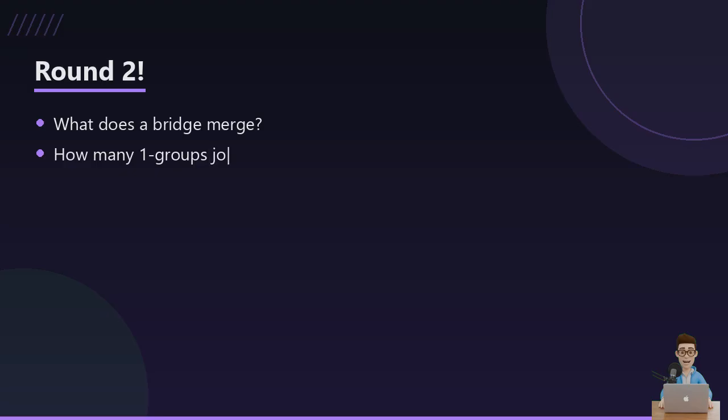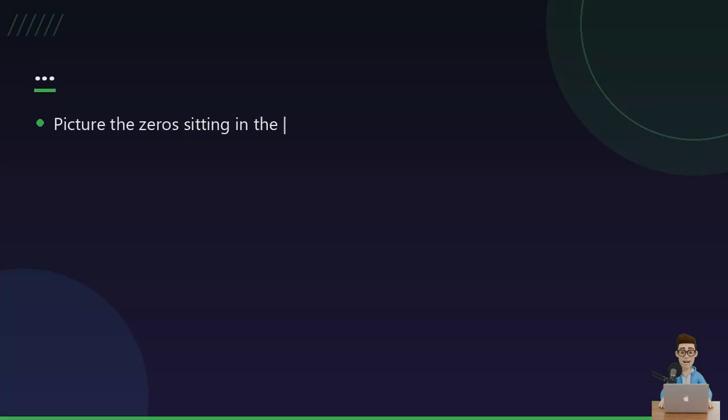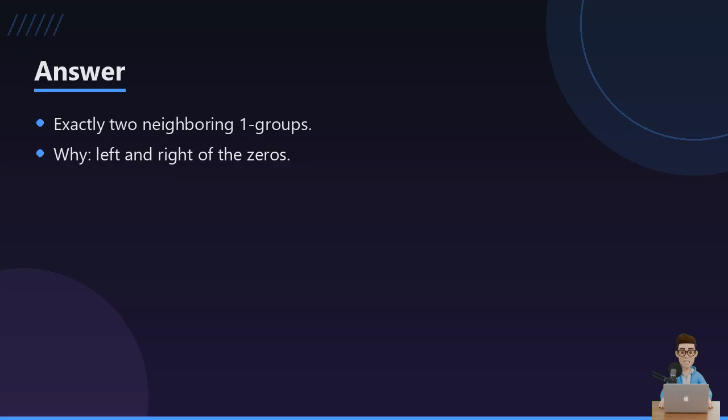Second question. When you pick a 0 group to bridge, how many groups of ones get combined? Pause and think. Remember what sits on each side of that 0 group. 2. The ones just left and just right of that 0 group. Sliding it away lets those 2 touch and merge into 1.